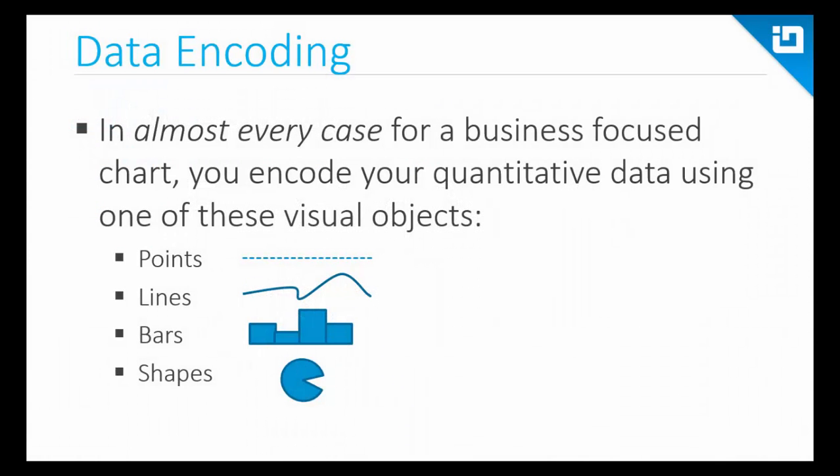So it can get very complex if you go to even the Infragistics website and look at all of the chart types that we have. There's tons of chart types. We have over 55, 60 different chart types, and they go well beyond your common business scenarios. So if you're looking to display almost any kind of data, we have it in the product, but at the end of the day, in almost every case for a business-focused chart, you can encode your quantitative data using one of these visual objects: points, lines, bars, and shapes.